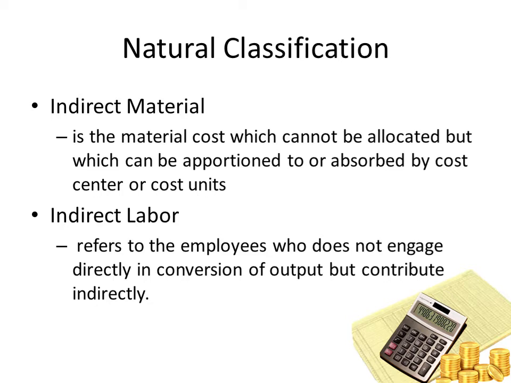And then you also have the indirect labor. These are the supervisors, because supervisors usually supervise all the staff on different productions. So this refers to the employees who do not engage directly in the conversion of output but contribute indirectly. So these two are also known as our factory overhead.